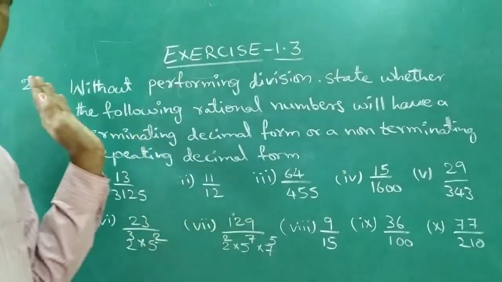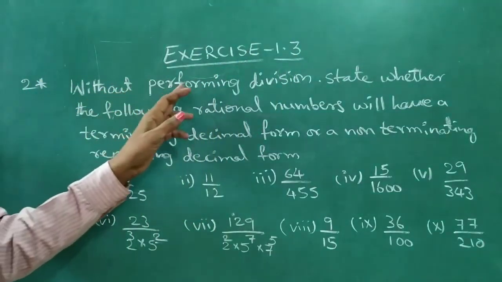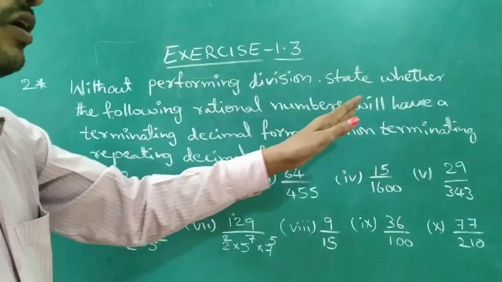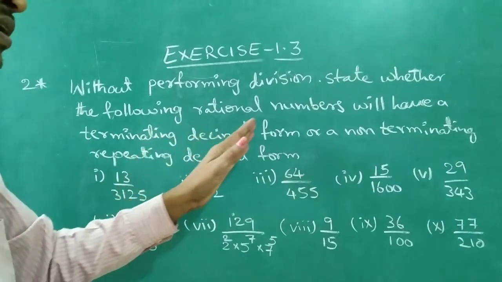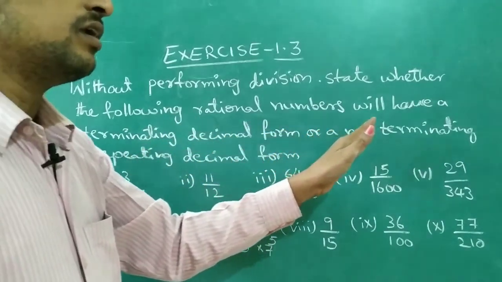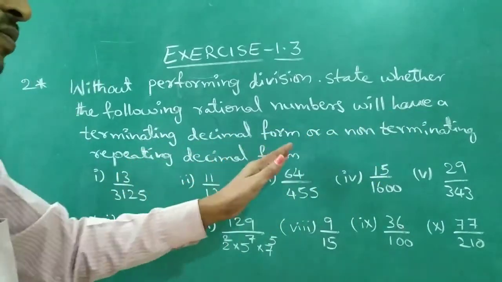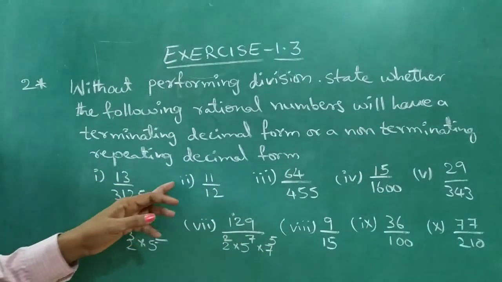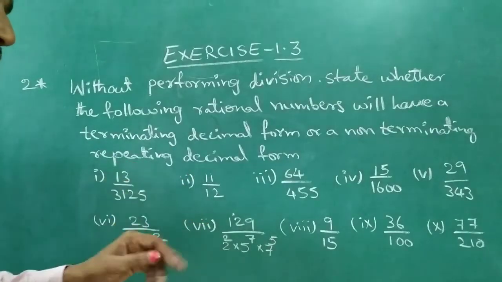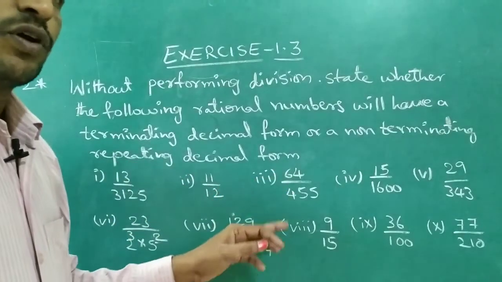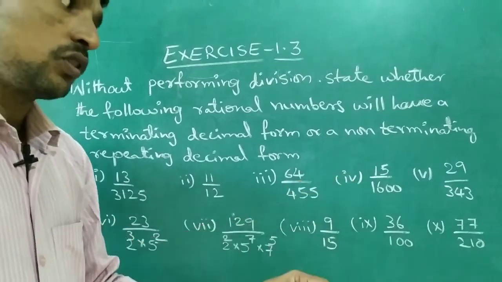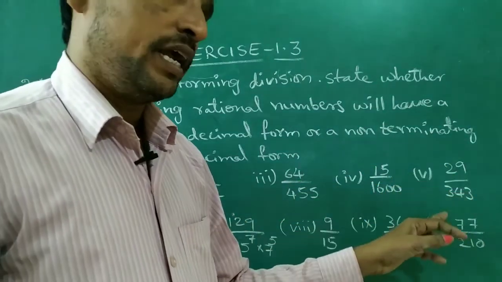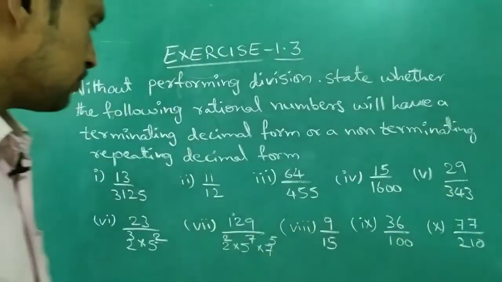Exercise 1.3, second problem. Without performing division, state whether the following rational numbers will have a terminating decimal form or a non-terminating repeating decimal form. First one is 13 by 3125. Second one 11 by 12. Third one 64 by 455. Fourth one 15 by 1600. Fifth one 29 by 343.